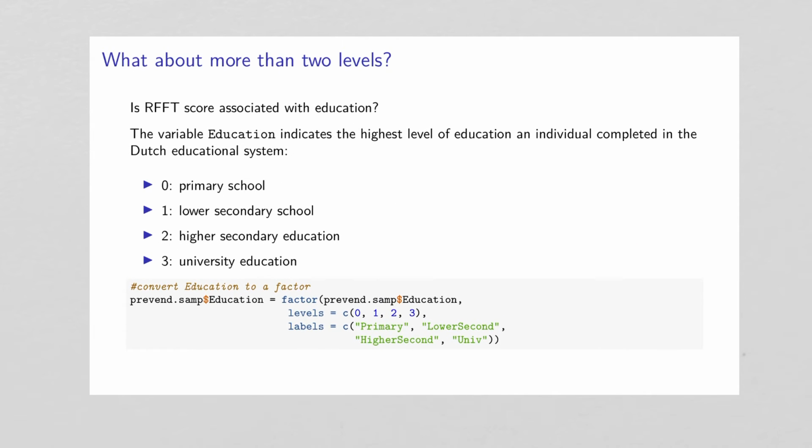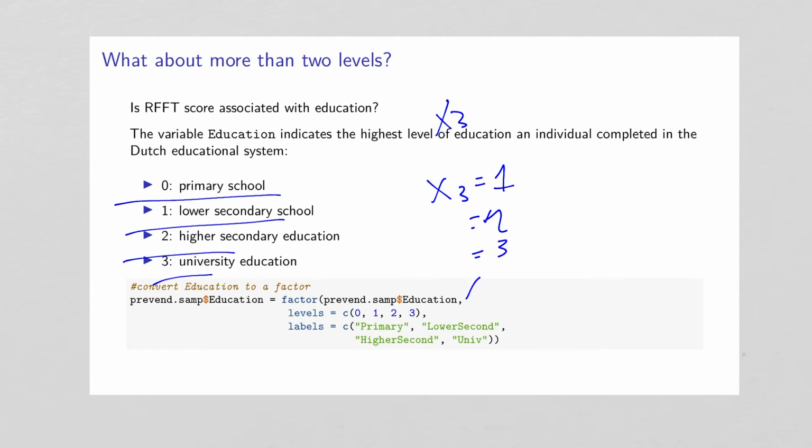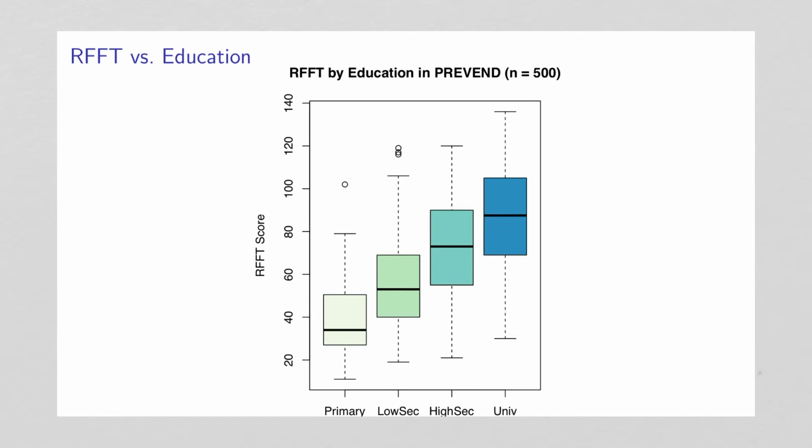Is it associated with education? So now we're gonna have another one, right? An x3 comes into the mix. And so here, we categorize it as 0, 1, 2, 3. So x3 equals 1, equals 2, equals 3, or equals 4. And look at this. The higher your education, the higher your RFFT score. There's some overlap. Are these significantly different than each other?